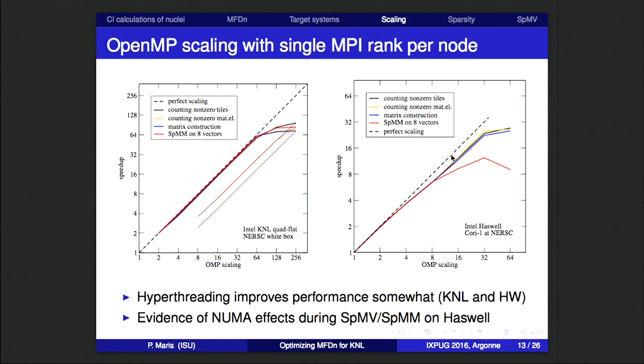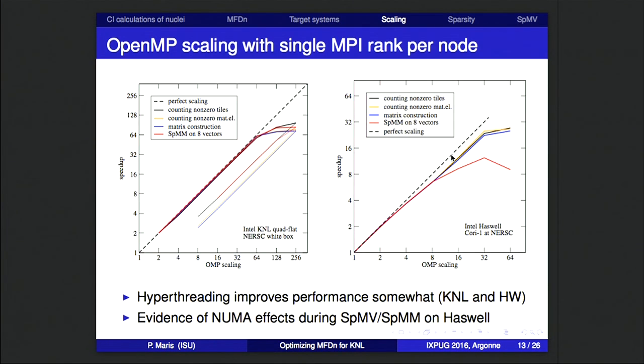Scaling with the OpenMP threads for this particular problem is essentially perfect up to 64 threads. Hyperthreading helps a little bit, but not much. This is actually true not only on KNL, but also on Haswell. These fainter lines here are an illustration that it's really the hyperthreading that's failing here, not the lack of parallelism.